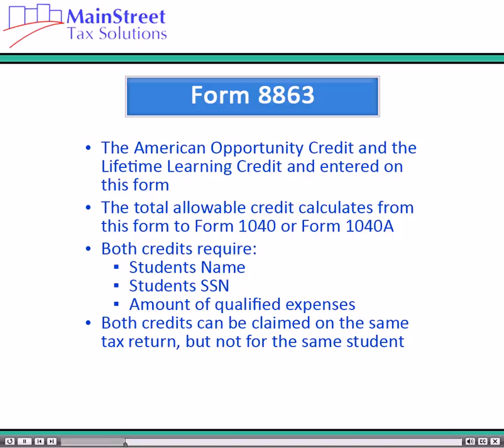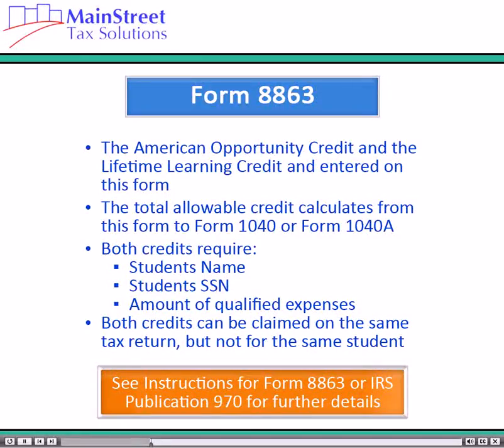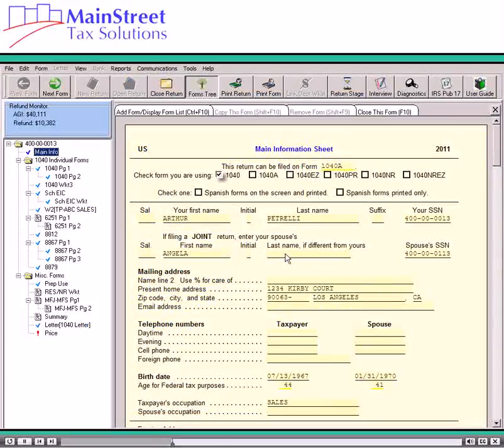On Form 8863, both credits require entry of the student's name, Social Security number, and amount of qualified expenses. Both credits can be claimed on the same tax return but not for the same student. See instructions for Form 8863 or IRS Publication 970 for details on qualifying expenses, eligible students, and who can claim the credits. We will now enter information for the American Opportunity Credit in the tax software.